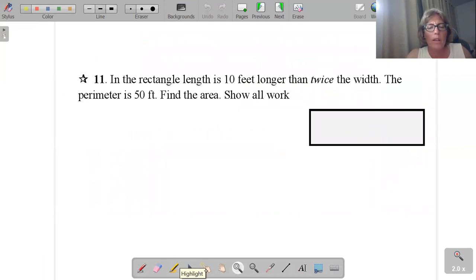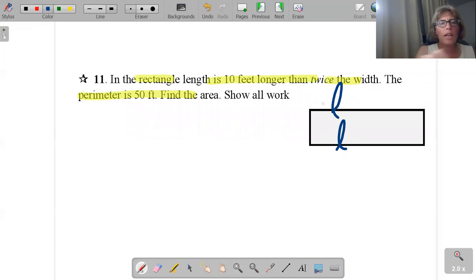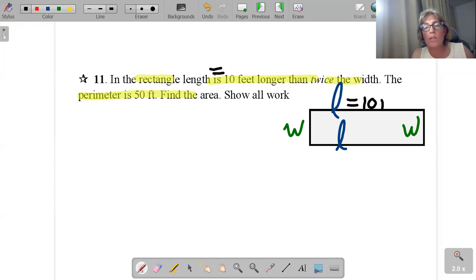Another problem. It says right here in the rectangle, the length is 10 feet longer than twice the width. The perimeter is 50. Find the area. So here we have length, length, width, width. The length is 10 feet longer than, that's a plus concept, twice, that's a times concept, the width. So L equals 10 plus 2W.